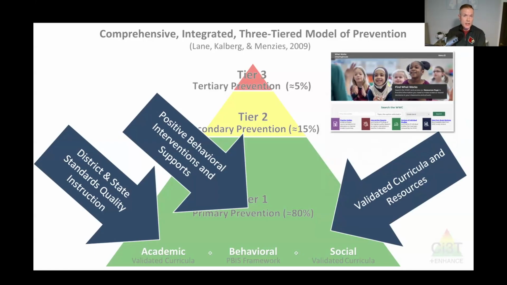And then that third domain, social emotional well-being, similarly, we look for validated curricula based on what the school's needs are. So we might use the What Works Clearinghouse you see there. If I have a bullying problem at my school, I'm going to look for an anti-bullying curriculum, one that has sufficient evidence behind it to show that if we implement it as designed, we're going to get the desired results with our students.